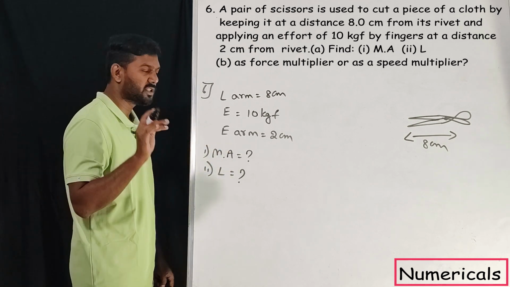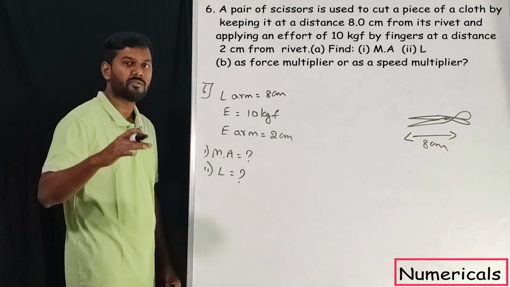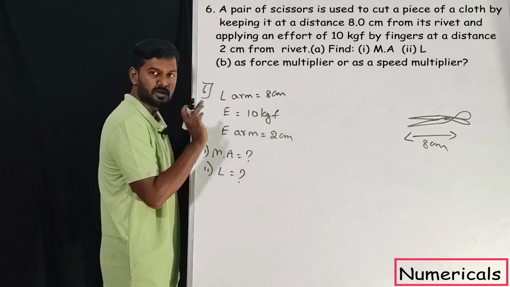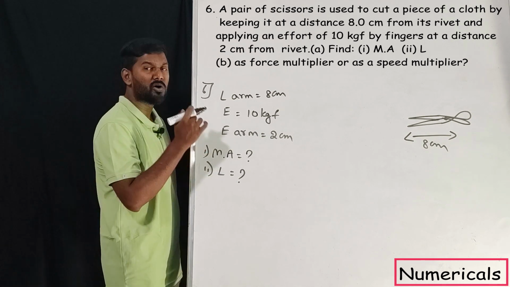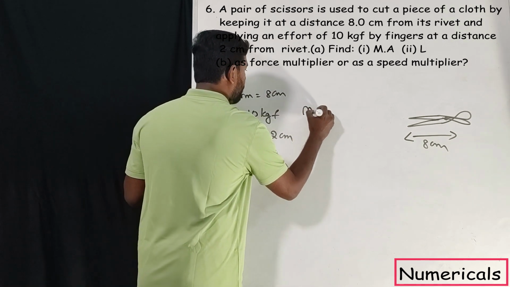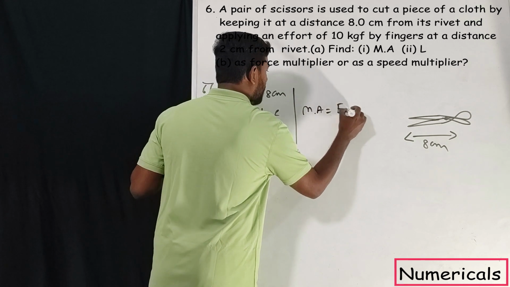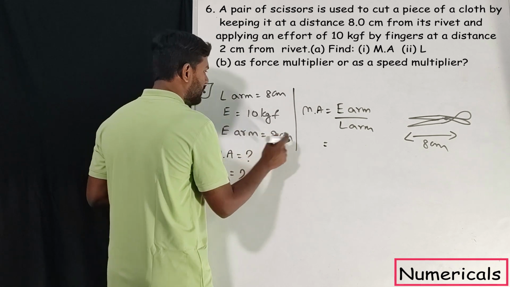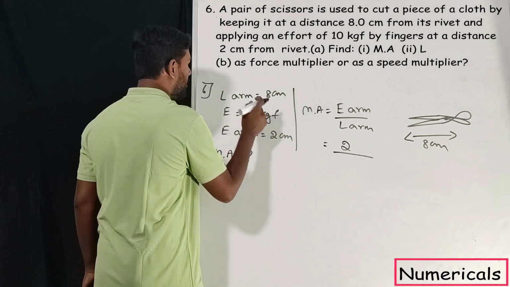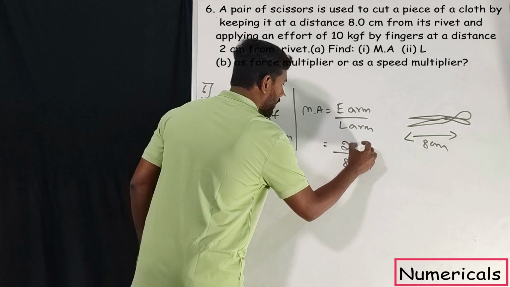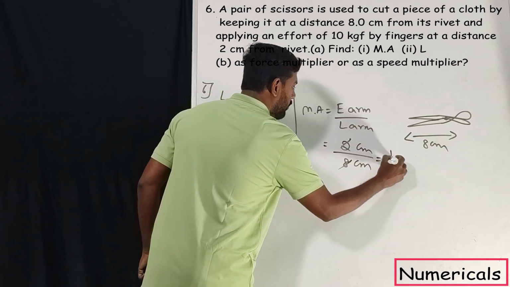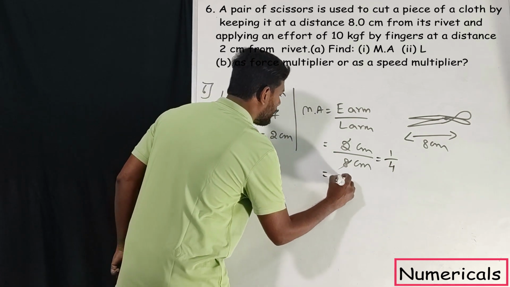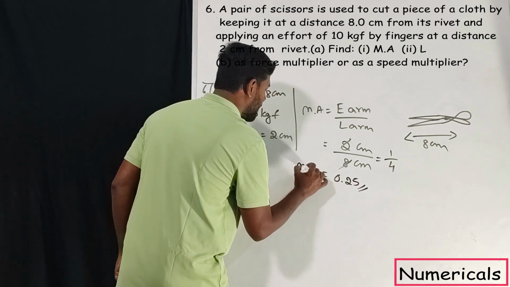Okay, listen. To find mechanical advantage, there are two formulas, correct? Effort arm by load arm. If that is not given, then load by effort is one more formula. See, load arm and effort arm are given. Effort is given, load we have to find. So, the mechanical advantage formula will be effort arm by load arm, because both the values are given. Effort arm is 2 cm and load arm is 8 cm. So, this will be 1 by 4, correct? 1 by 4 is nothing but 0.25. What is that? Mechanical advantage.